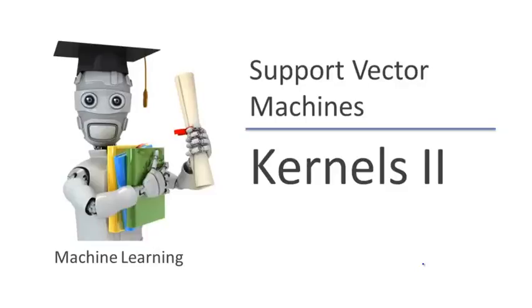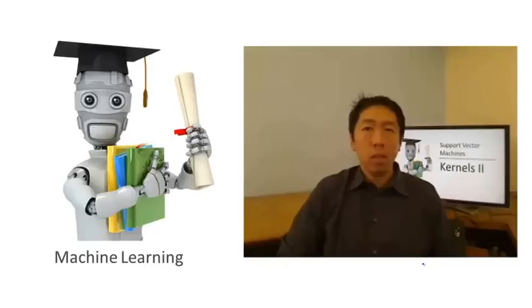In the last video, we started to talk about the kernels idea and how it can be used to define new features for a support vector machine. In this video, I'd like to fill in some of the missing details and also say a few words about how to use these ideas in practice, such as how they pertain to, for example, the bias-variance trade-off in support vector machines.